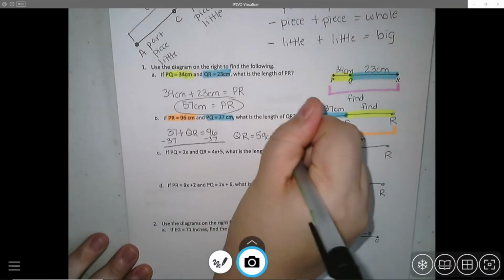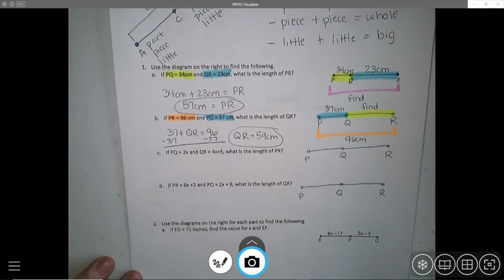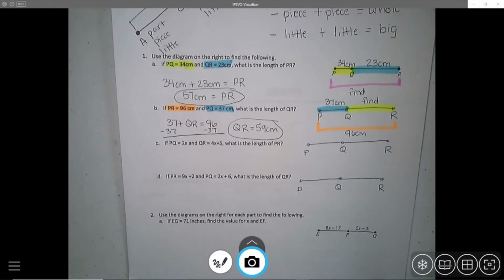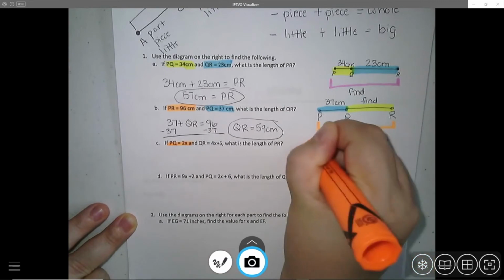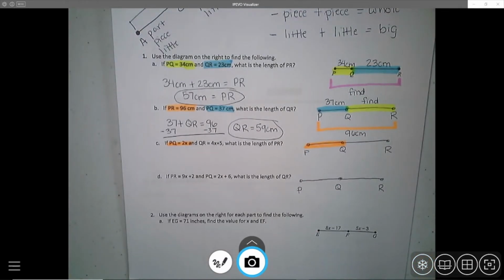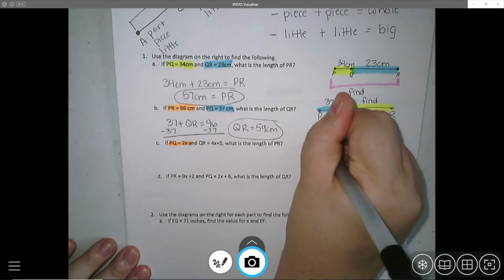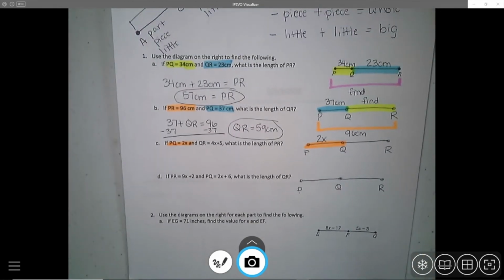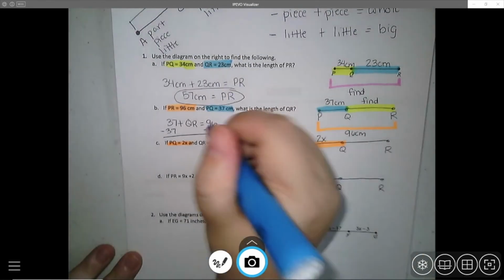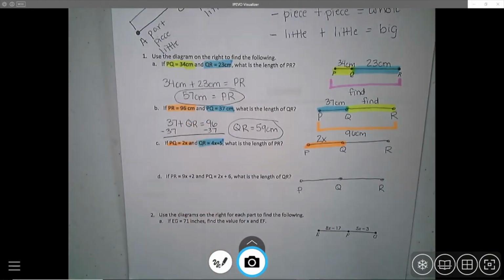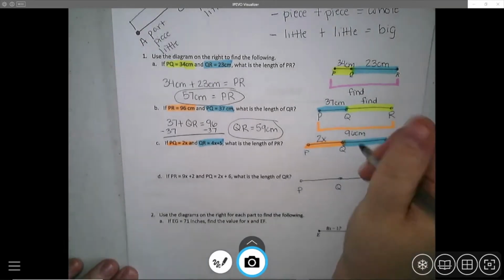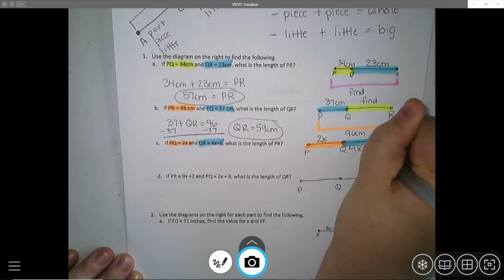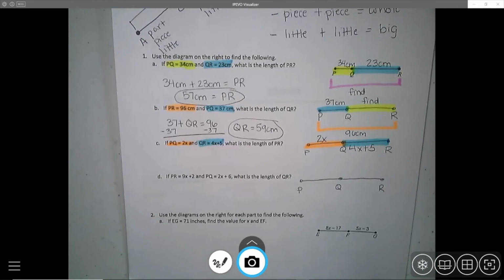Okay, let's go here to C. They tell me that PQ is 2x. So I find PQ, and I'm going to also mark that as 2x. Marking your picture is important. They tell me that QR is 4x plus 5. So QR is 4x plus 5. They want me to find the length of PR.